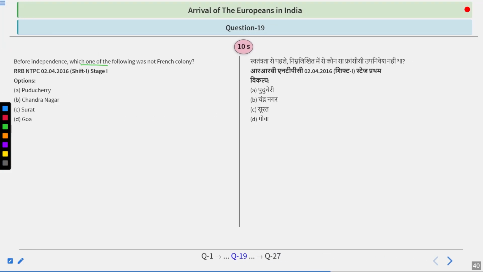Before independence, which one of the following was not a French colony? Puducherry, Chandranagar, Surat, or Goa? Try to find out the answer. Quite a moderate question this is.